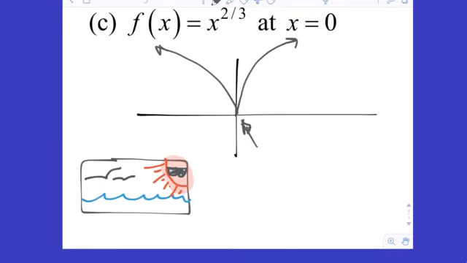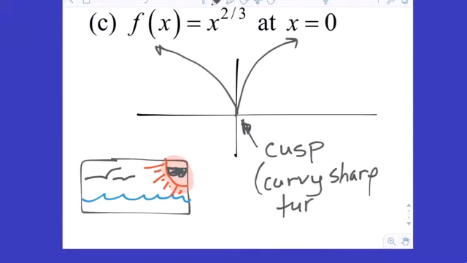This right here is kind of a sharp turn. I wouldn't recommend anyone touching the point of that, but we call this one a cusp. A cusp is essentially a curvy sharp turn, whereas the one on the absolute value is just a straight line, straight line. So any kind of curvy sharp turn is going to be a cusp, and for the same reason, the derivative is going to fail to exist.